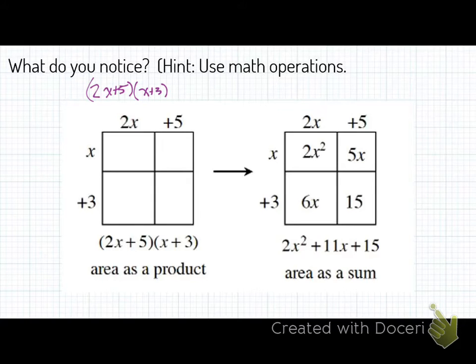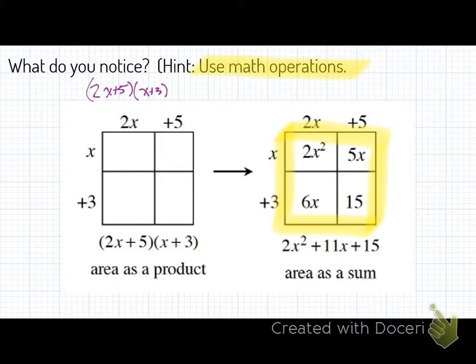There's something special happening in the box here I want you to see. Take a moment. I want you to discuss what you notice inside this yellow box here. And the hint, use math operations, okay? Really take this seriously. Let's have you take about a minute to talk with your group. What do you notice? What pattern do you see?